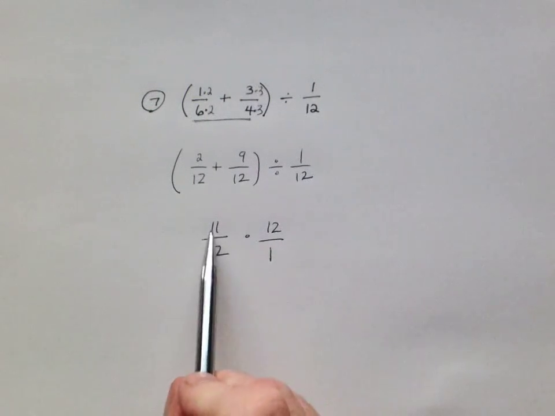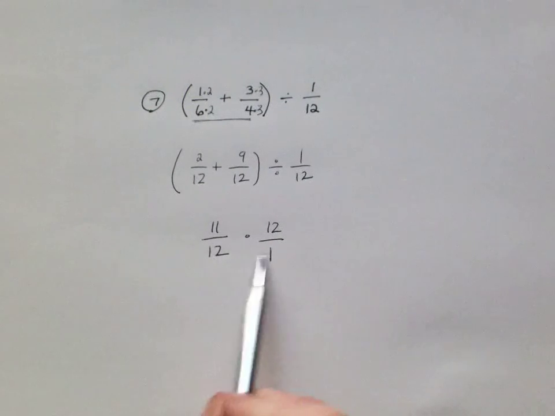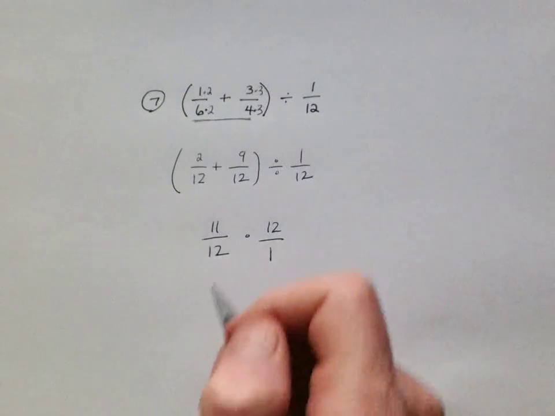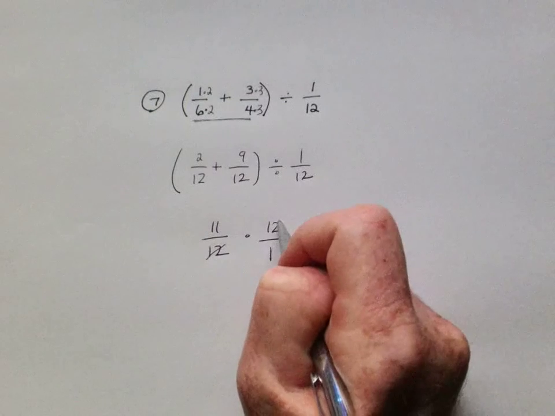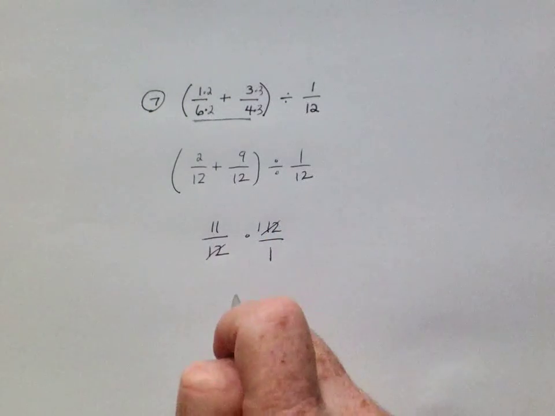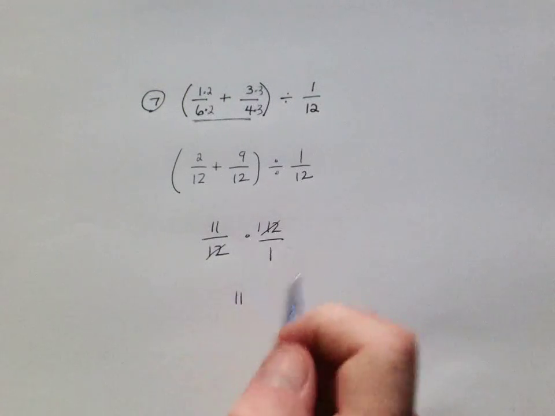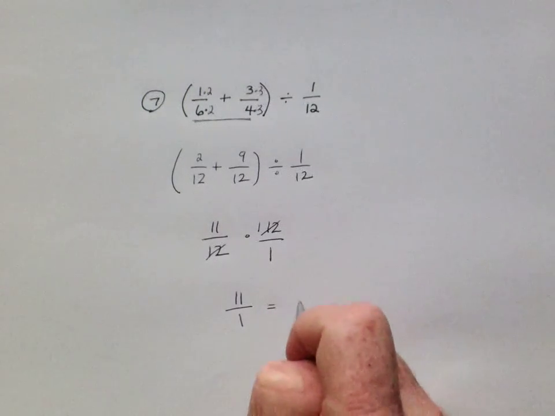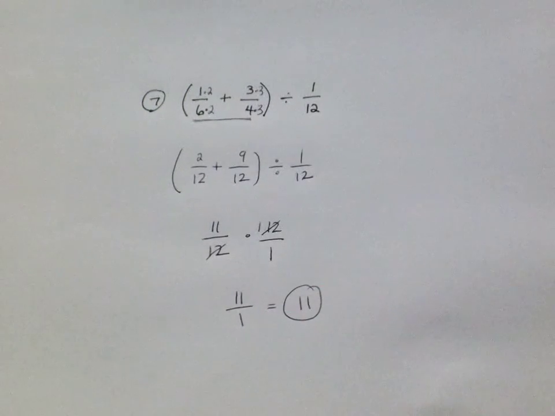And we could multiply across the top and then multiply across the bottom and then at the end reduce, but it would be easier to just say 12 divides into 12 one time. And so that means that we've got 11 times 1, so 11 on the top over 1. But then that means 11 divided by 1, so the answer is 11.